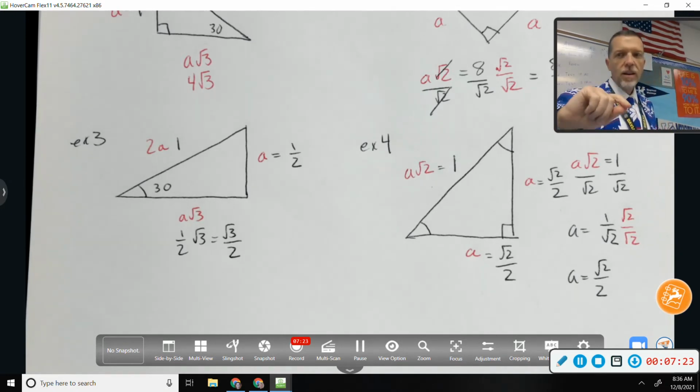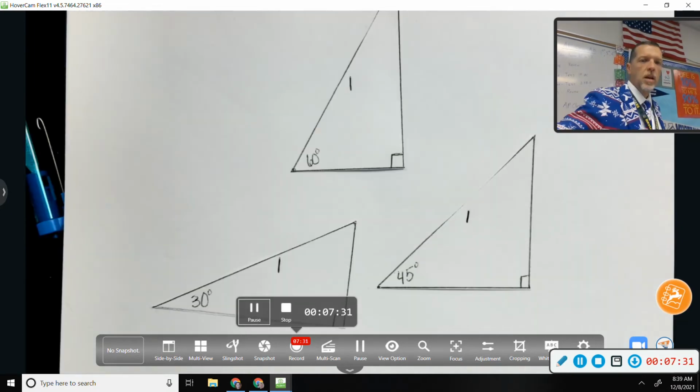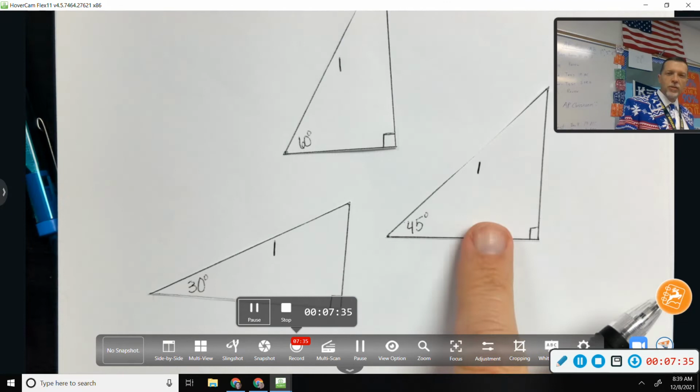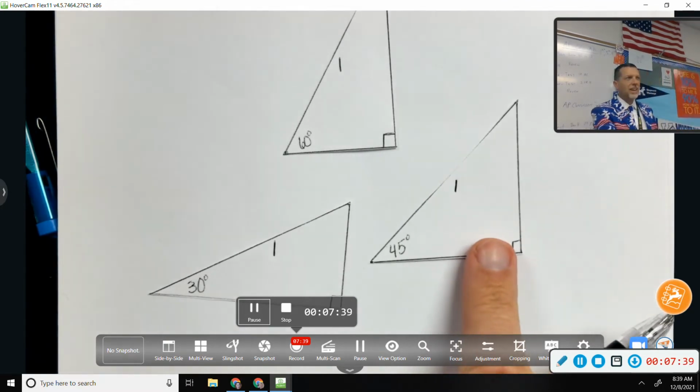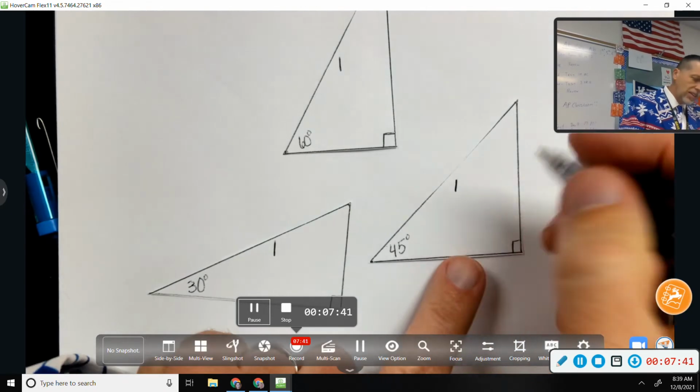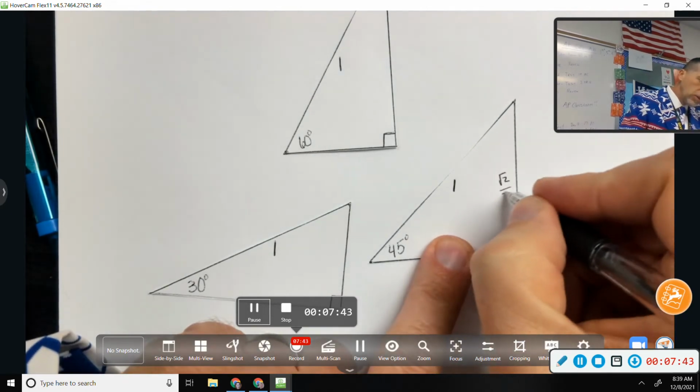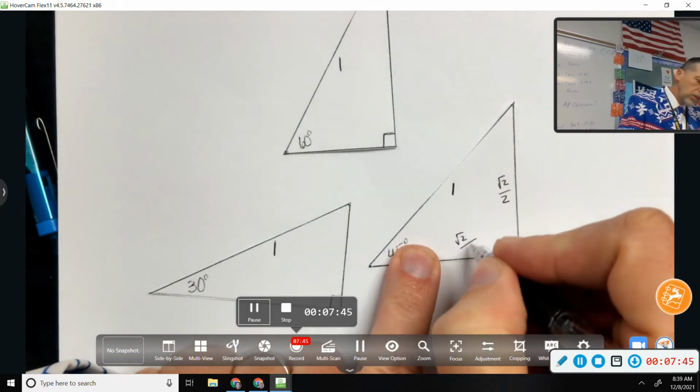All right, if you're at home, you can print out the triangles that I posted and cut them up and do what we're about to do, or you could just watch, whichever. All right, now we've sort of done this problem already, like the 45, 45, 90 triangle. That's the problem that we just did. So let's label the other sides. Both of those were root 2 over 2.